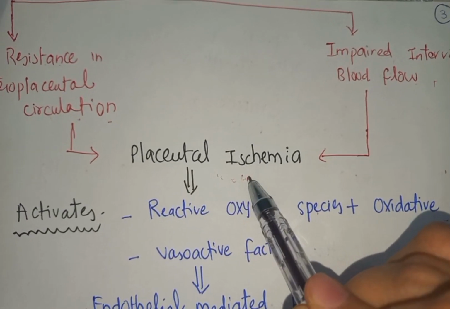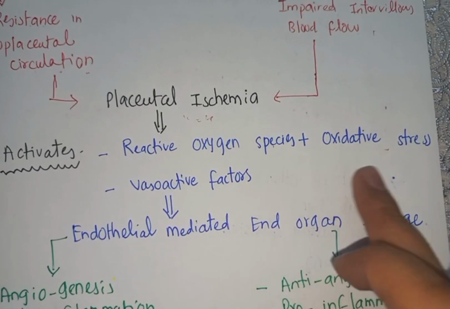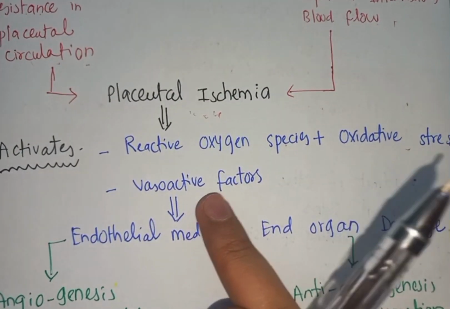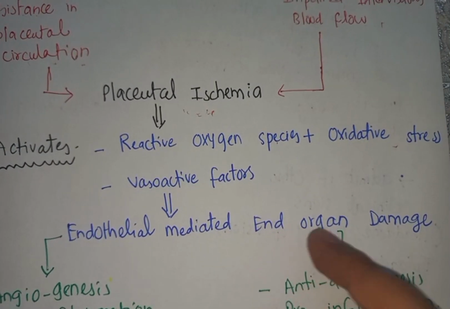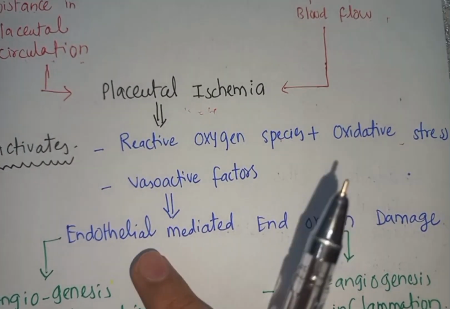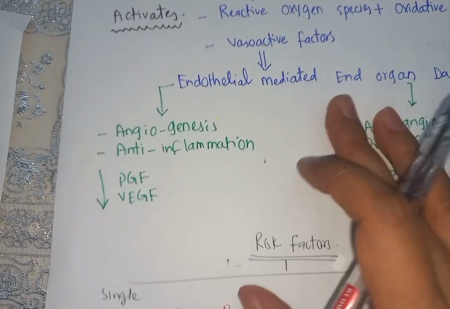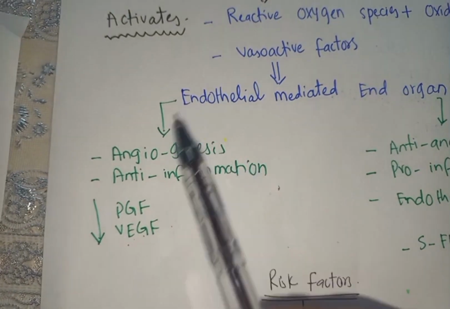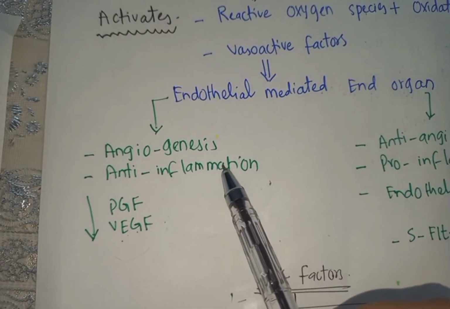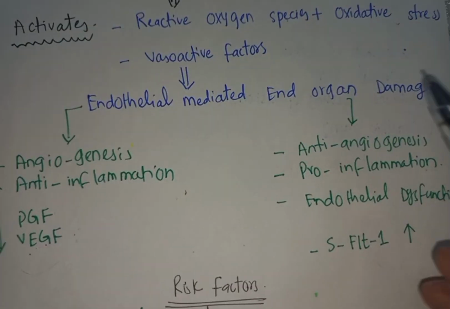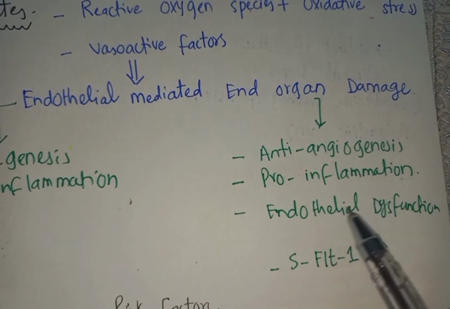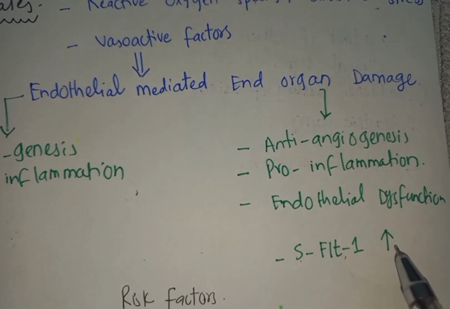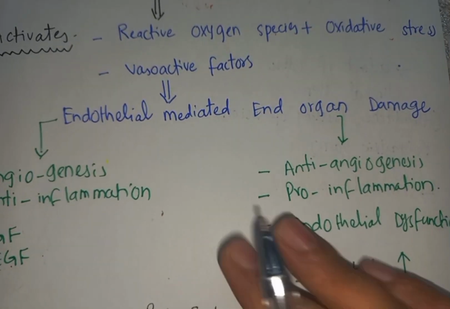Now what does this placental ischemia do? It activates reactive oxygen species and oxidative stress, and that releases vasoactive factors into the circulation, which lead to endothelial mediated end organ damage all over the body. This pathway decreases vascular endothelial growth factor and placental growth factor, which are angiogenic and anti-inflammatory factors. On the other hand, anti-angiogenic and pro-inflammatory endothelial dysfunction factors like sFLT1 are increased in preeclampsia. So this is the pathogenesis of preeclampsia.